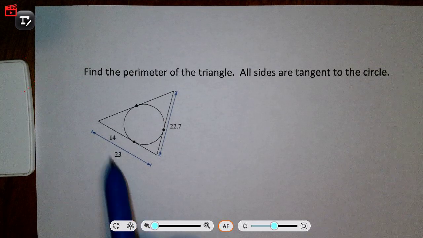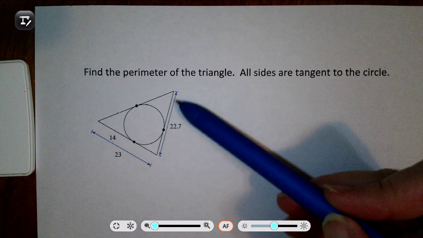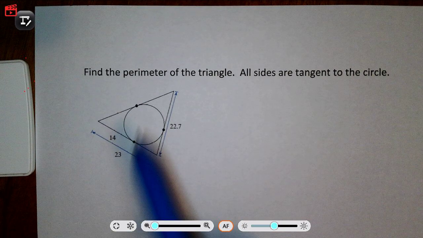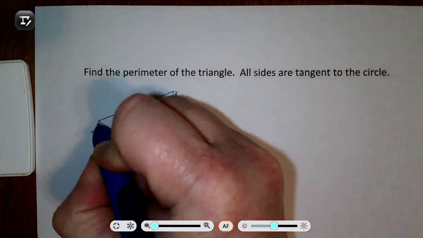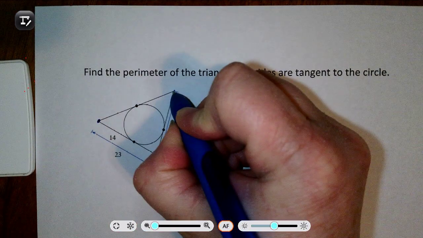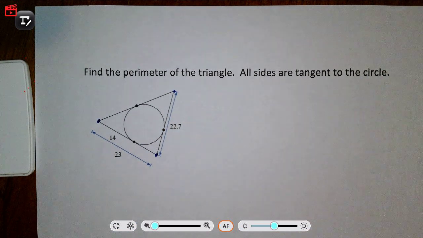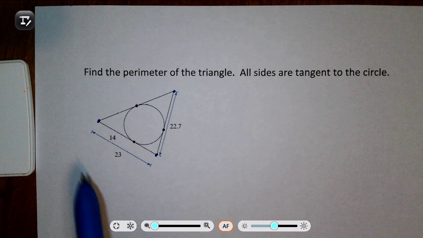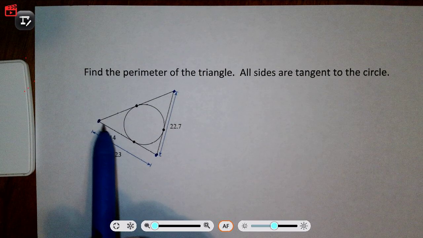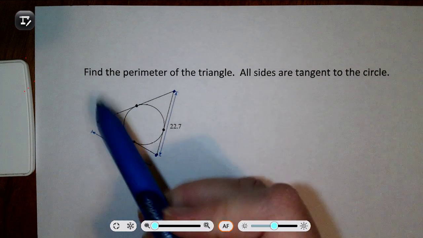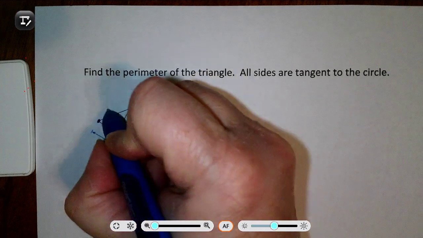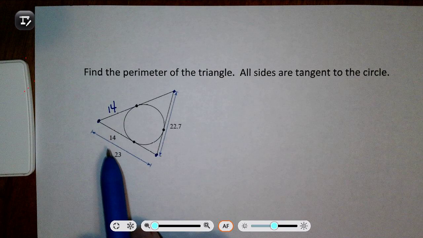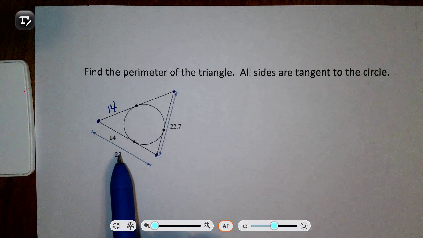So where do I go? I know that this whole length is 23. I know this whole length is 22.7, but I really don't know much about this. What I do know is that there are some points of tangency. Okay? And so let's start over on this one here. If this length here is 14, then this length here must also be 14. So we've got that one.